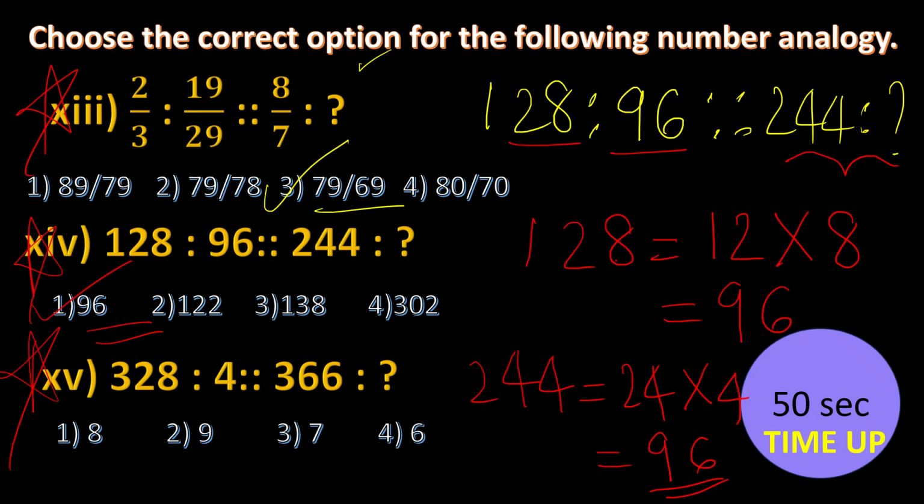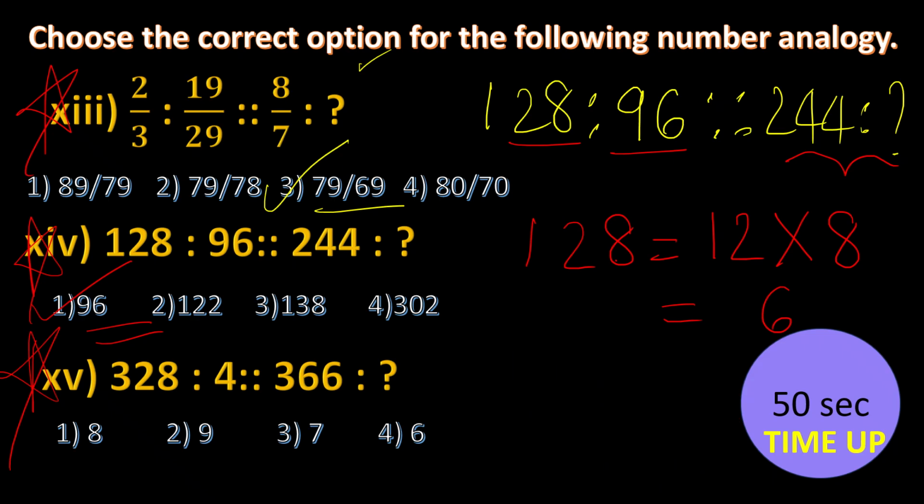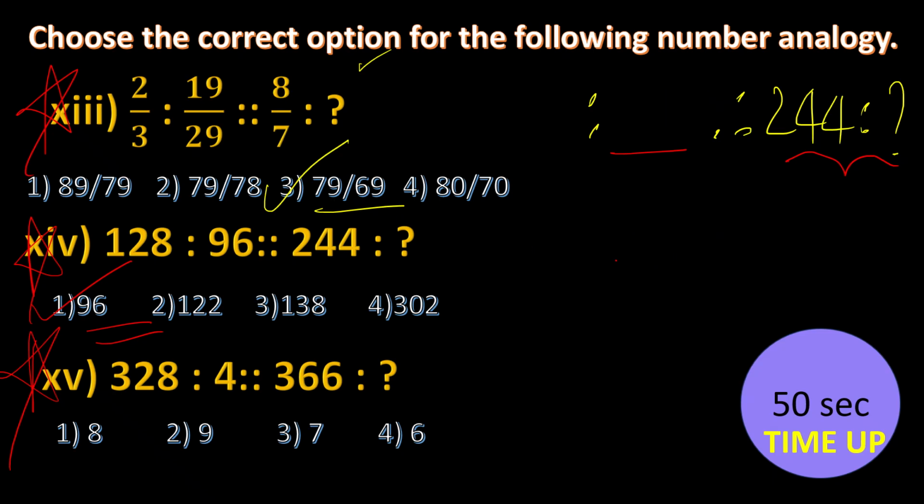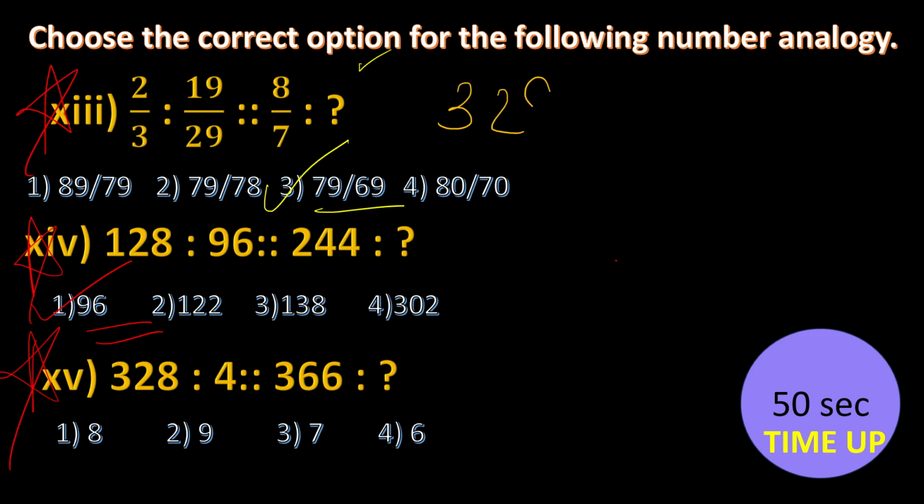Next one, 328 is giving you 4. So 366 will give you what? So how do we solve this? Right, students? 328 is giving you 4. 366 will give you what?